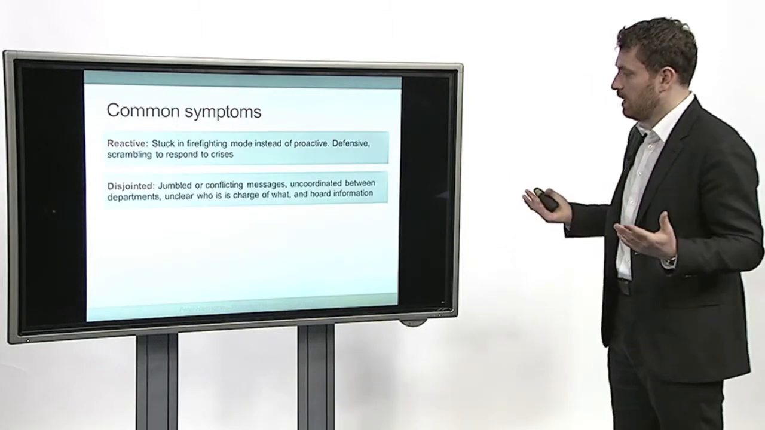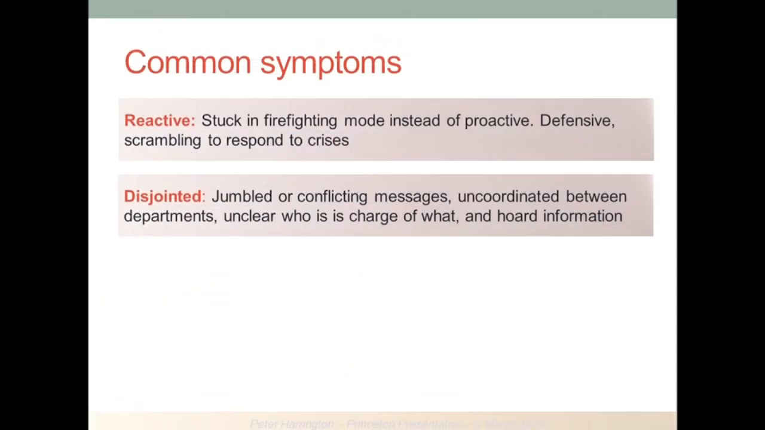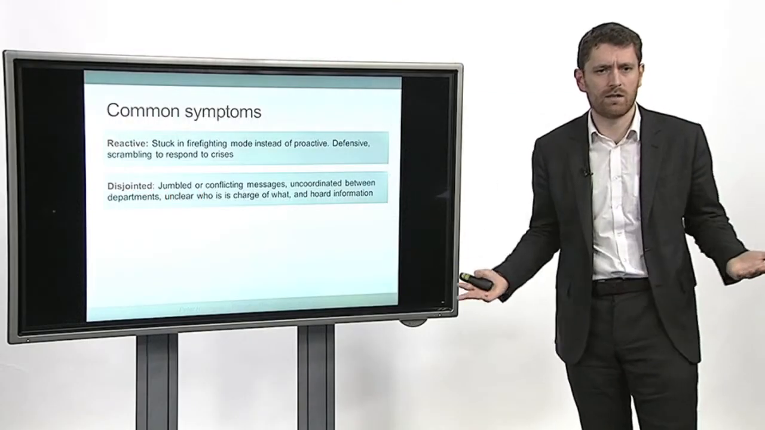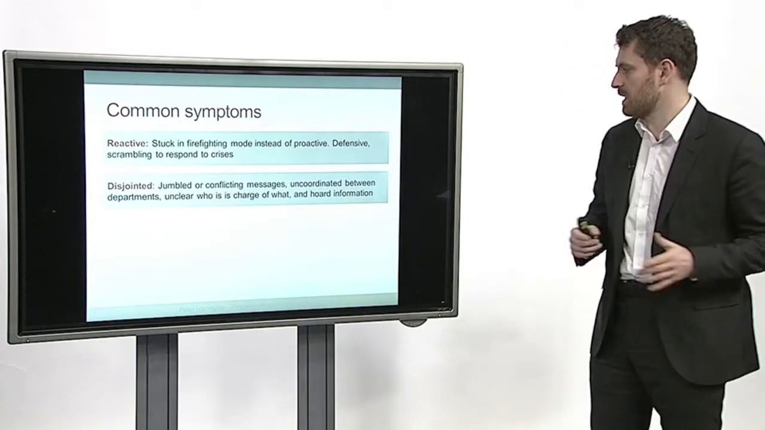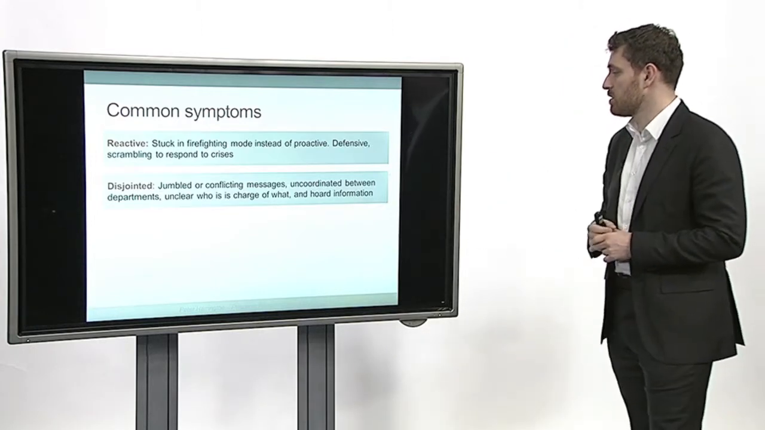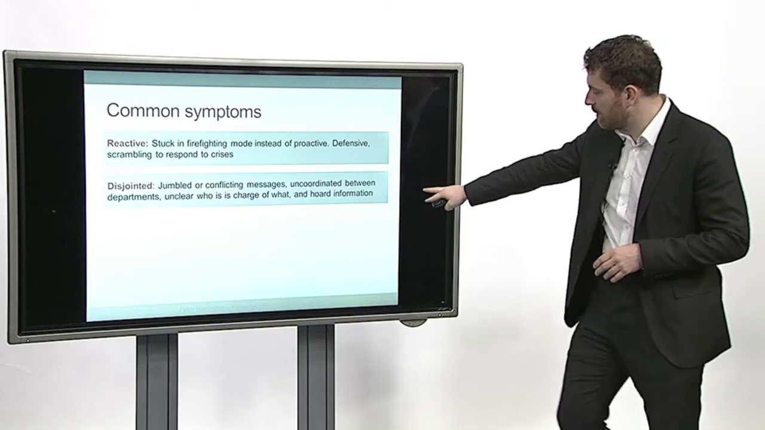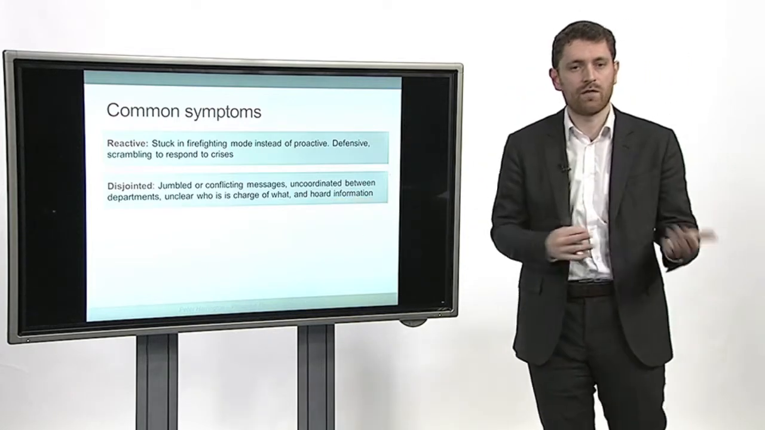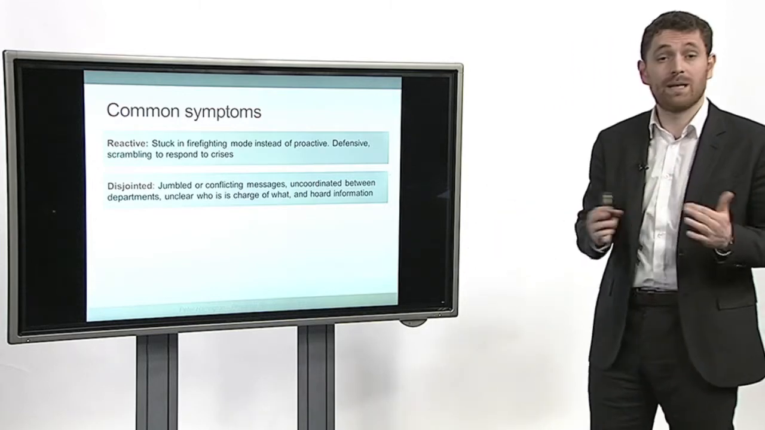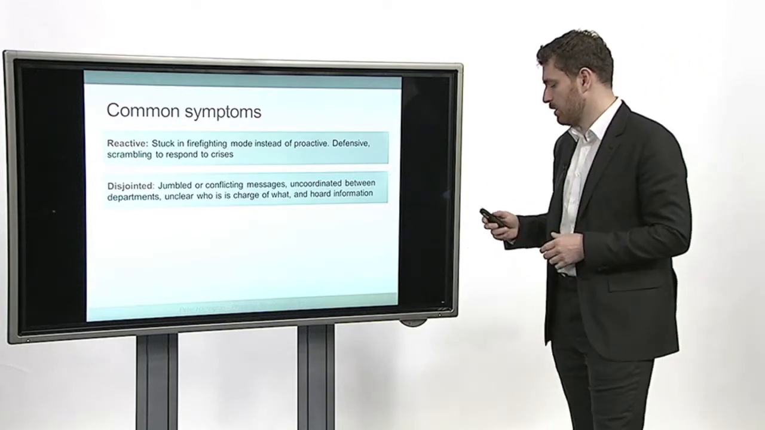It feels disjointed. I've already spoken about this. Jumbled or conflicting messages. The Ministry of Public Works said this, but then that afternoon the Ministry of Agriculture said something completely contradictory. What on earth is going on? Why couldn't we get on the same page about this? It's unclear who's in charge of what. And particularly a problem in developing countries, which I didn't mention, is hoarding of information. It's often about trying to maintain bureaucratic power and control.